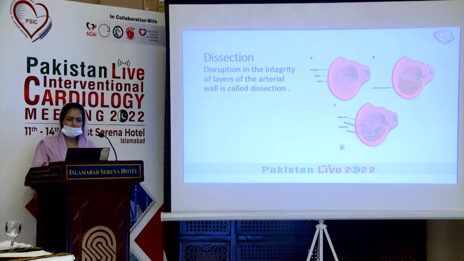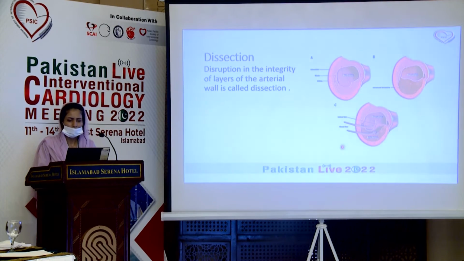Dissection is the disruption in the integrity of the layers of the arterial wall. If we look at the image, we can see the intima, media, and adventitia, the true lumen, and in the second part, we can see the collection of blood in the false lumen, and in the third part, we can see the intimal tear and accumulation of blood and flow into the false lumen.